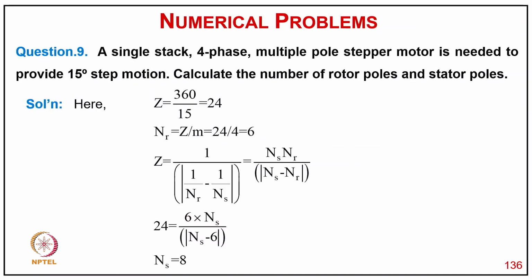Coming to question 9, a single stack 4-phase multiple pole stepper motor is needed to provide 15 degree step motion. Calculate the number of rotor poles and stator poles. Hence, z equal to 360 divided by step angle, that is 15 degree, equal to 24, and nr equal to z upon m, that is 24 by 4, that is 6, and z equal to 1 upon ns minus 1 upon nr absolute, or equal to ns nr divided by ns minus nr. So putting value here, 24 for z, and then nr equal to 6, so it comes ns equal to 8.